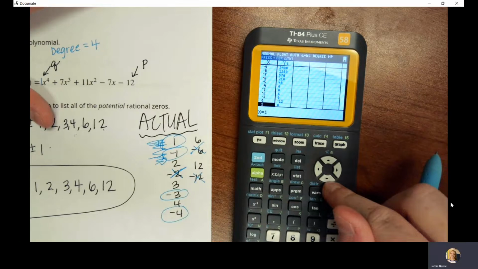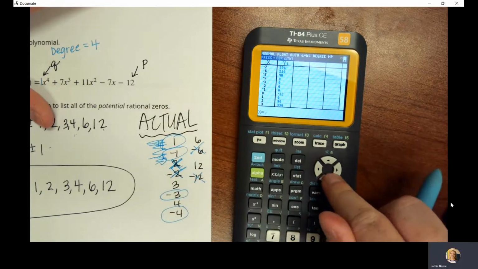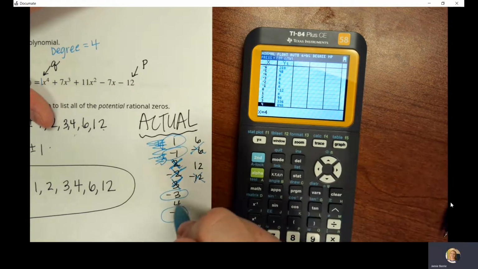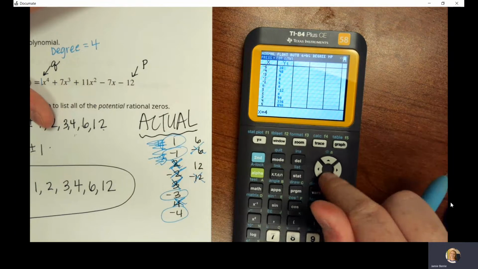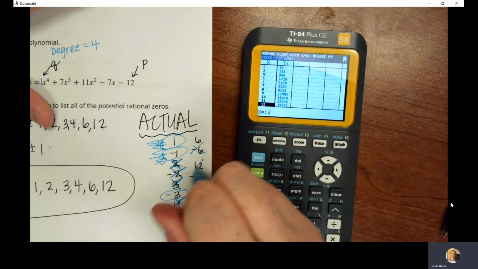Positive 2. Nope, that one doesn't work. Positive 3. Nope. Positive 4. Nope. All right, got to check 6 and 12. 6 does not work. What about 12? Does it work? No.